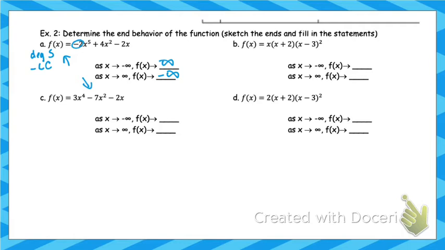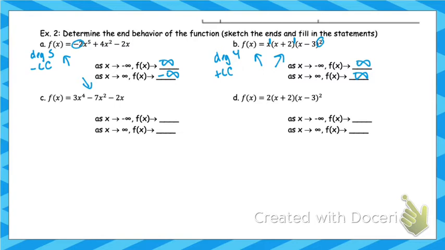All right, let's look at the next one. This one's in factored form. So to find the degree, I need to add up those exponents. I have 1 on the x, 1 on that factor, and I've got 2 on that factor. So that's a degree of 4. Then I have a positive leading coefficient. There's no negatives out in front. So positive ends up, even degree, same direction. As x approaches negative infinity, the left arrow's up, right arrow's up.